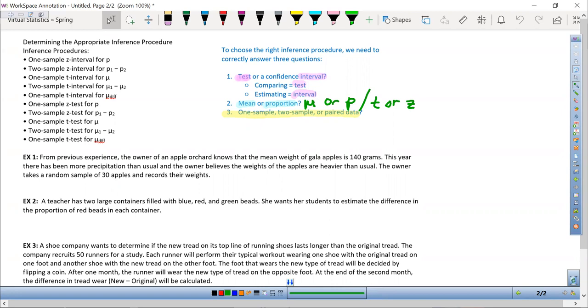For the first example, we already know that this is a 1 sample. The first thing we need to look at is, is this a test or a confidence interval? Are we comparing values or are we estimating values? This is saying that he believes the weights of the apples are heavier than usual, and that's a comparison.